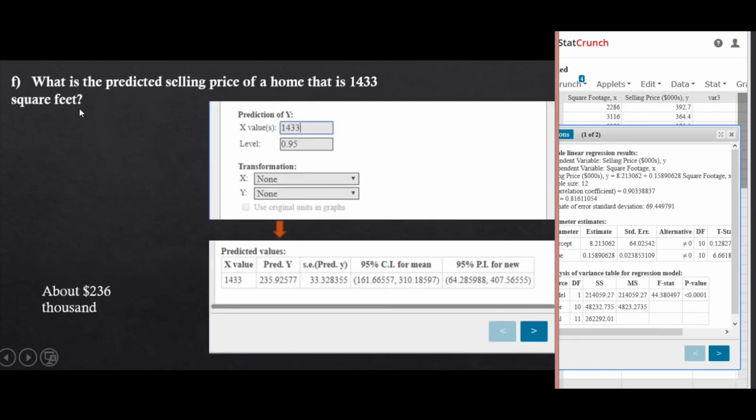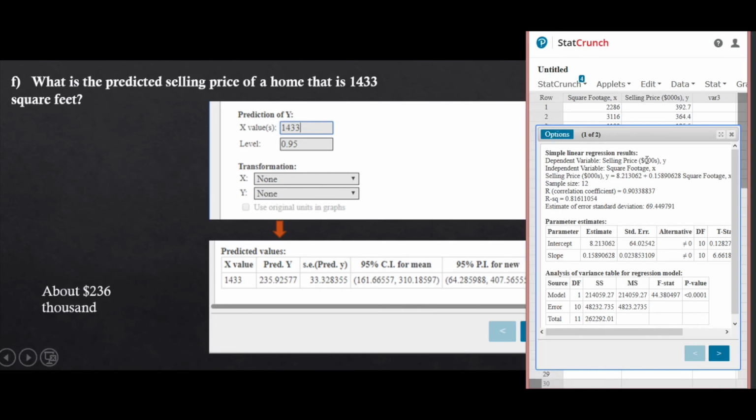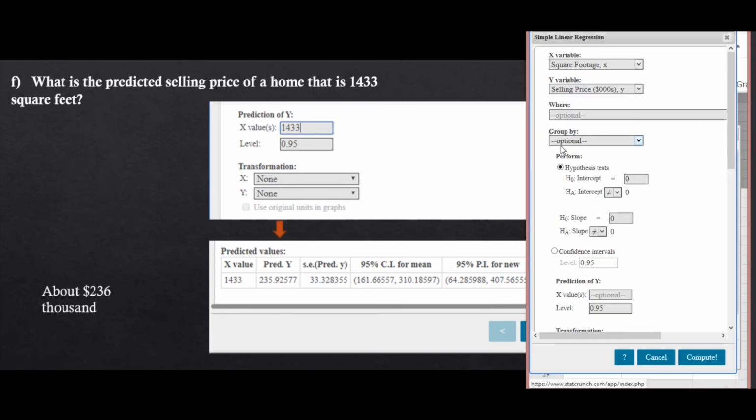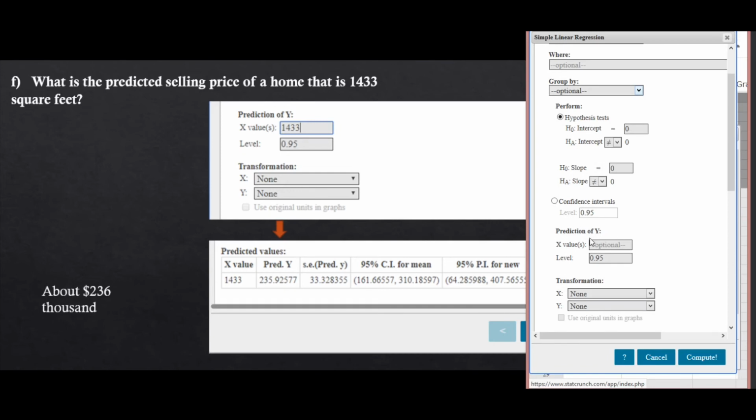Okay, so now we want to know, what is the predicted selling price of a home that is 1,433 square feet? In order to find this predicted value by hand, we would have to plug the value 1433 into our regression equation and solve for y. However, StatCrunch will do this for us. We simply go to Options, Edit, to get back to our simple linear regression menu. And then we find the section labeled Prediction of y. In the x values box, we enter our value of 1433 and then hit Compute again.